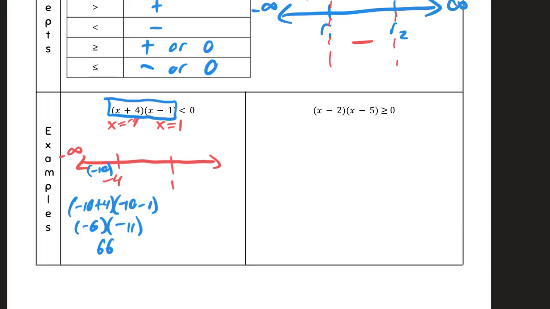You should always end up getting, in this case, a positive answer in that interval. No matter what you picked for x from negative infinity to negative 4, you would end up with a positive result, because it would be a negative something times a negative something. Yeah.